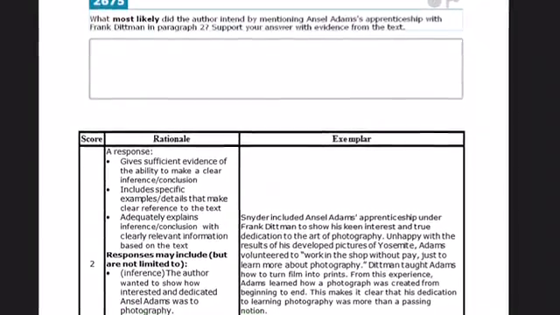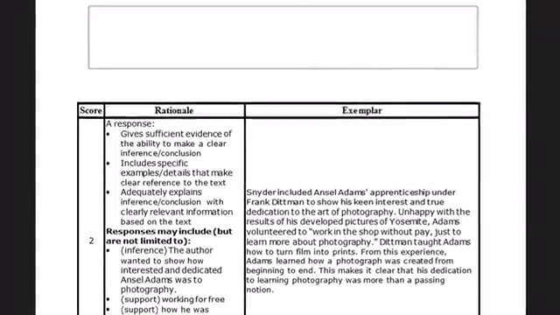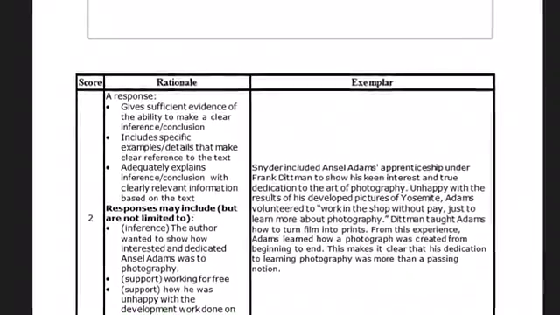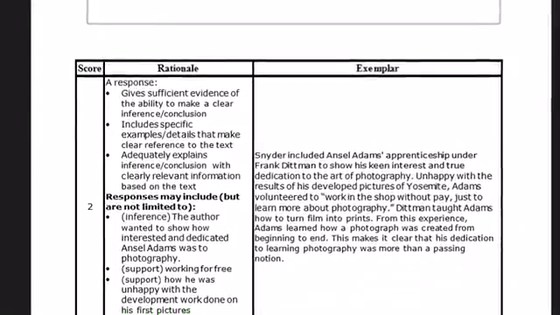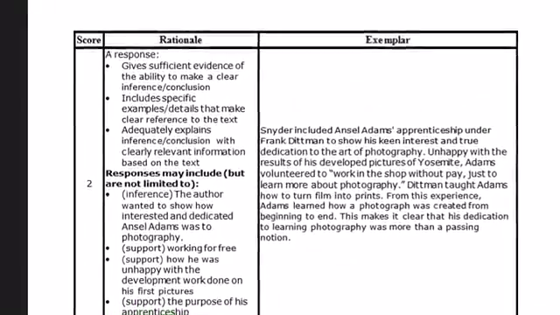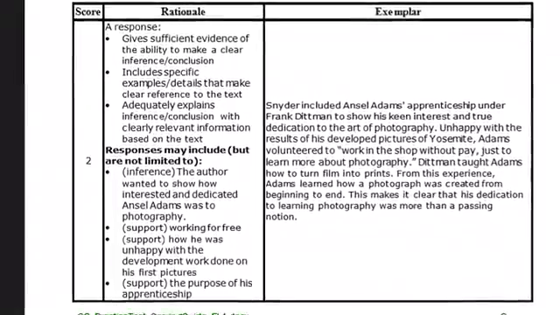Here we have an example of the rubric used for a short answer essay. At the top we have the score, the rationale, and the exemplar. The exemplar is just an example of what a perfect response would look like. The rationale gives the qualities that make up the score assigned to the task.